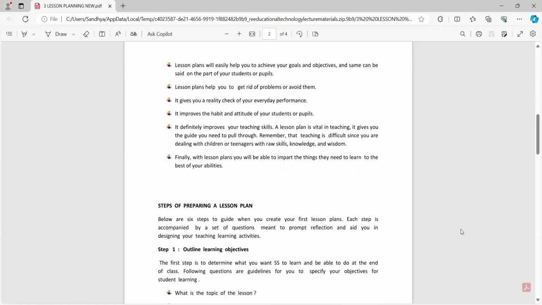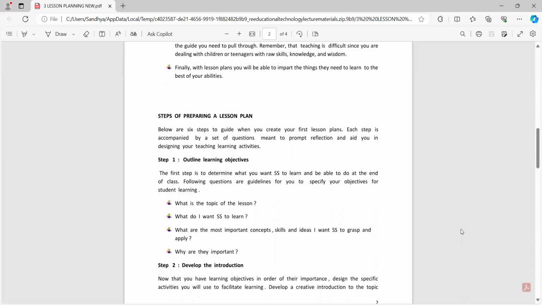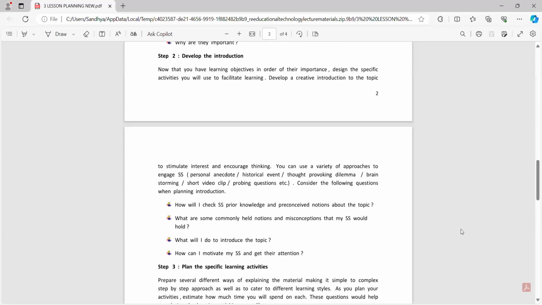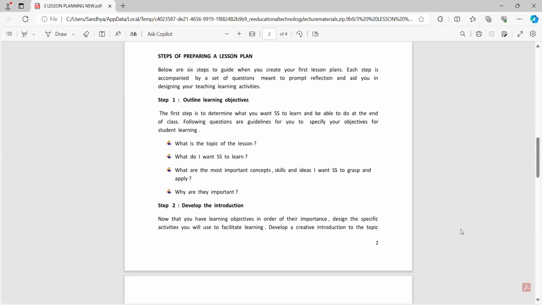Yeah. So because of that, now we will come to the steps of planning a lesson. That is also very important. Now we have to plan lessons. What are the steps involved in planning the lesson?